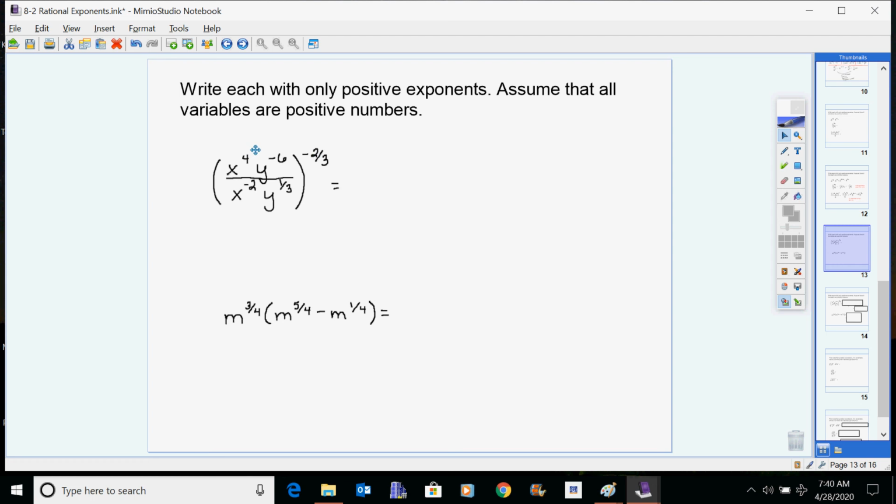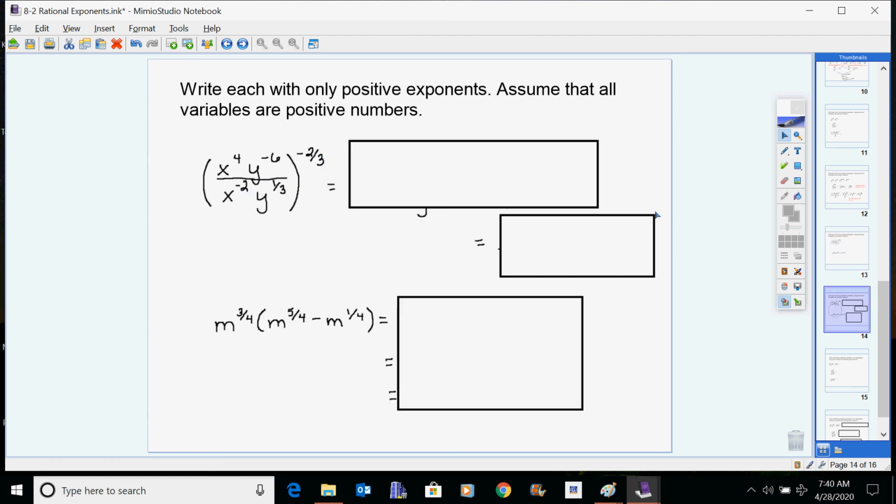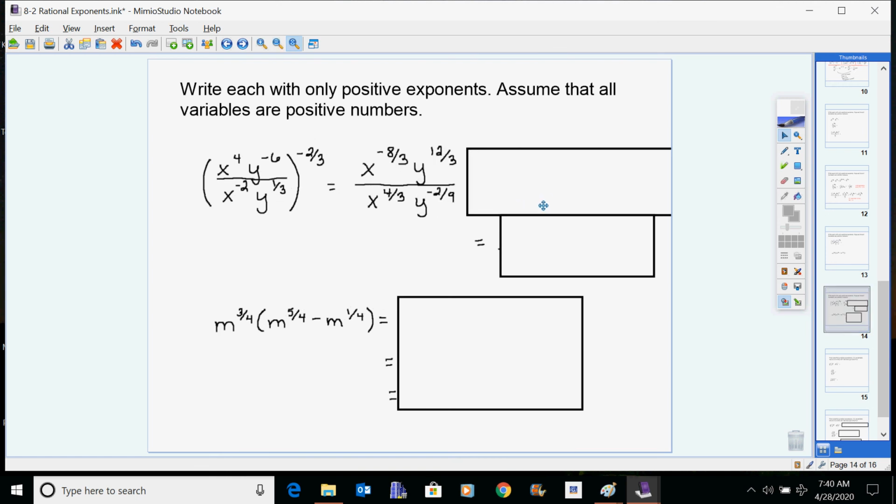So I'm going to multiply this negative 2/3 times each one of these exponents. Okay, so when we multiply them times each one of the exponents, negative 8/3, 12/3, 4/3, and then negative 2/9. Yes, I know this can be reduced, and it should be. So you're going to reduce it and you're going to move things around so that you can get positive exponents. In order to make a negative into a positive exponent, just jump the fraction bar.